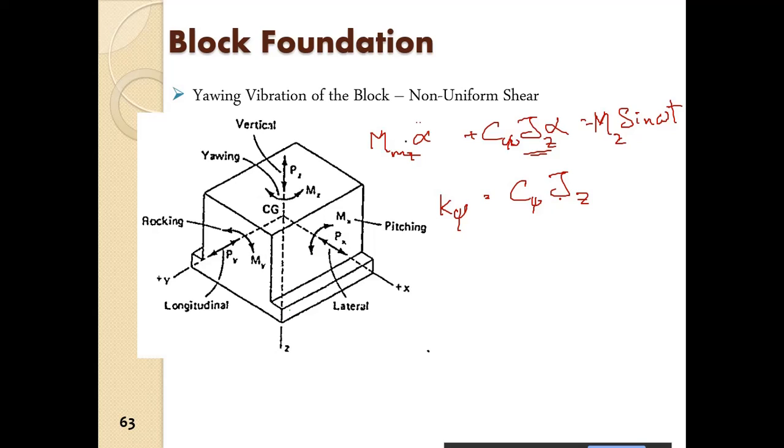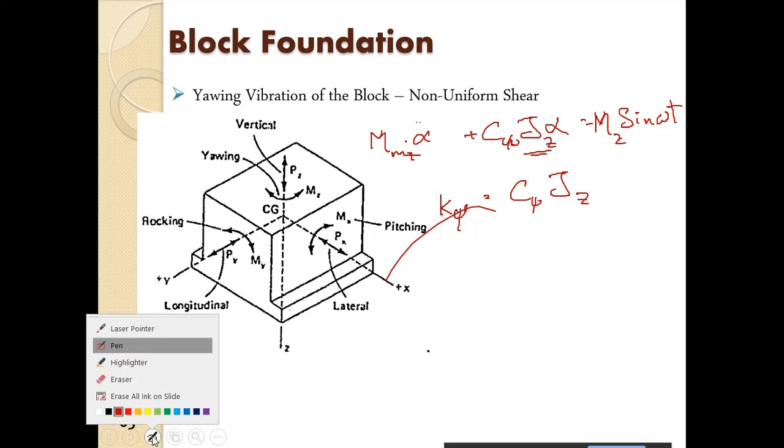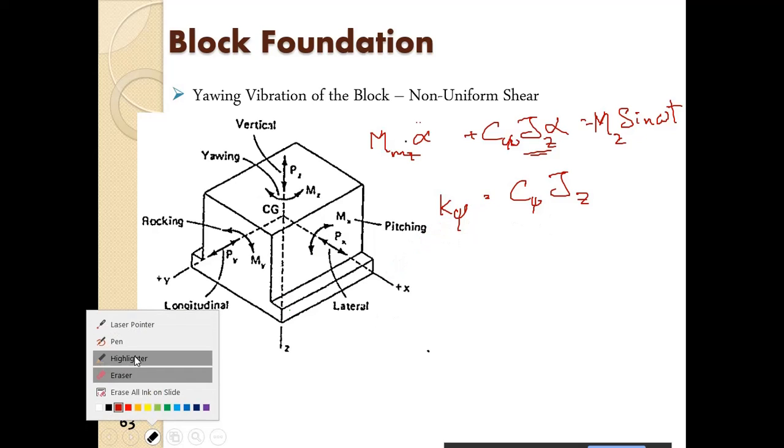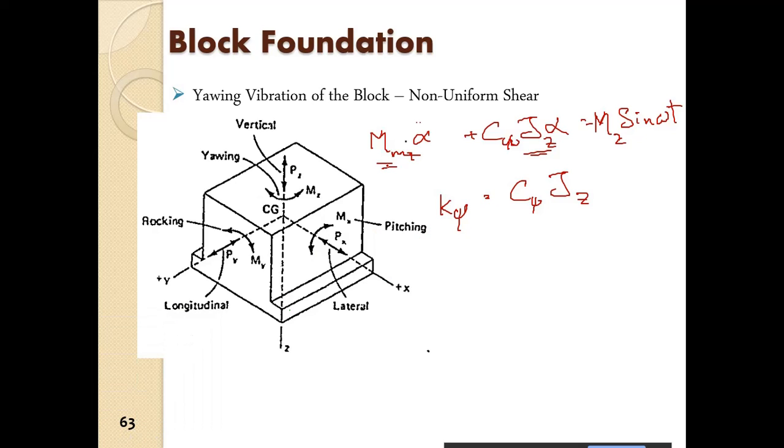So this is the polar moment of inertia of the foundation base area, so that will be without the mass. This is the mass moment of inertia, and this is the polar, the area moment of inertia about the z-axis of this area, that is.